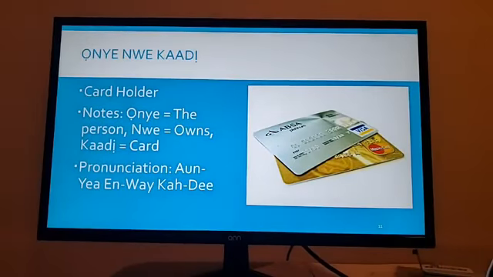Okay, card holder. Card holder of any type of card, debit card, credit card, whatever the case may be. Again, you're starting to see Oun-Yea, which means person, En-Yae, meaning that owns, and Kah-Dee for card. So you're really saying the person that owns the card, which in English means card holder. So it's Oun-Yea En-Yae Kah-Dee, card holder.